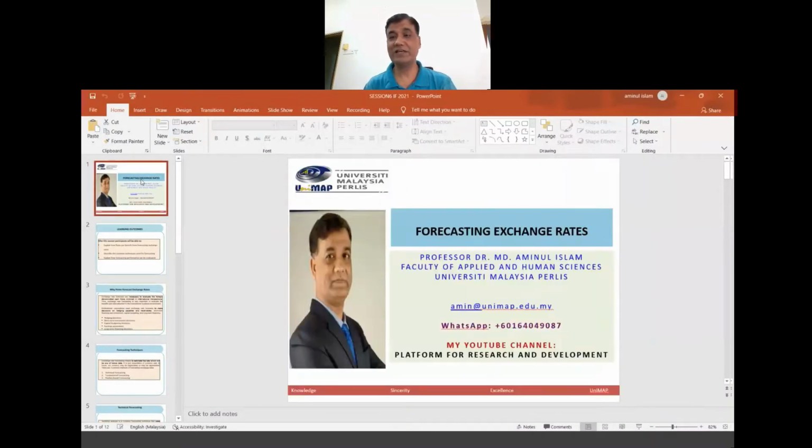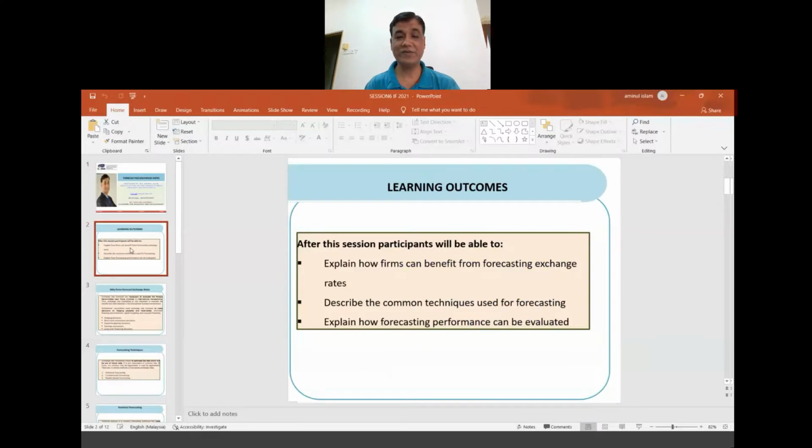All right, so forecasting exchange rates, one of the very important topics in international finance. After going through this session, you should be able to explain how firms can benefit from forecasting exchange rates. You'll also learn the common techniques used in forecasting, and you should be able to explain how forecasting performance can be evaluated. As we know, worldwide, the forecasting methods used are not really very accurate, and most of the time, 70 to 80% of forecasting methods are really found to be very effective and useful.